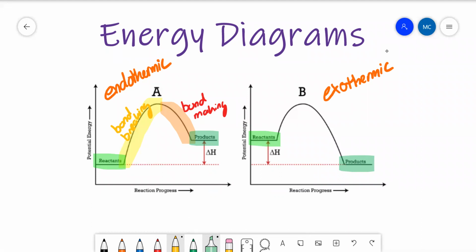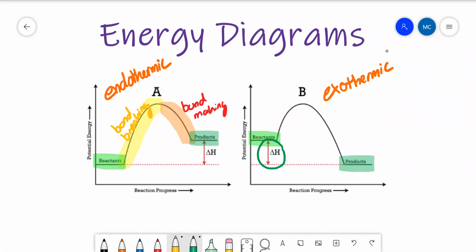In the endothermic reaction, you required a lot more energy to break the bonds than you released when making the bonds. On the other hand, in the exothermic reaction, you released more energy than what was required to break the bonds. Therefore, you would have an exothermic reaction. Here it's very important to realize that this delta H sign is the value of the energy change of the reaction.